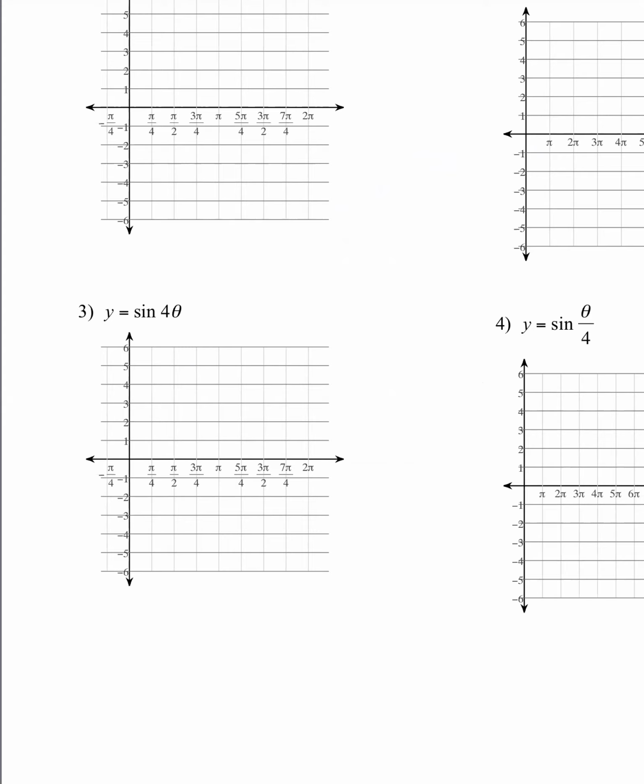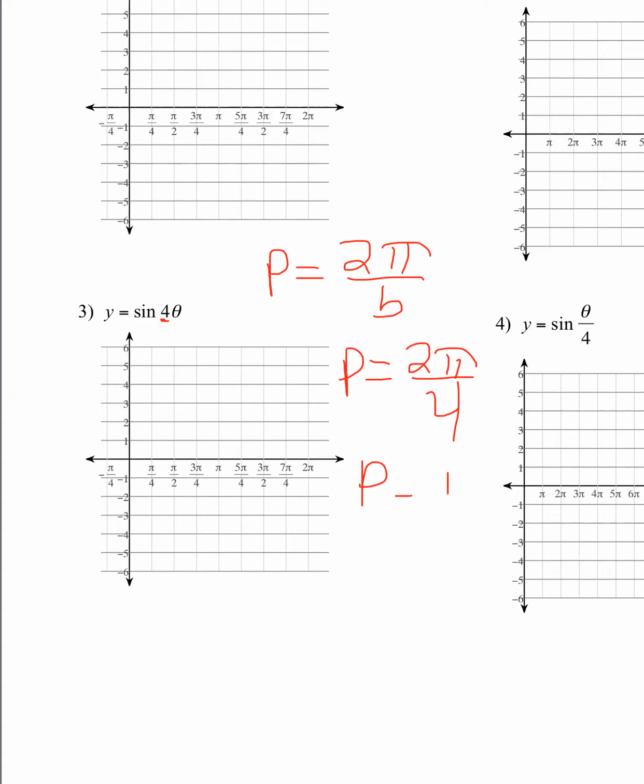So we need to find the period. So the period is equal to 2 pi over b. What's b in this case? If you just said 4, you are correct. It is whatever the coefficient is in front of that theta or x or whatever it is. So in this case, it's a 4. So the period is equal to 2 pi over 4, which if I reduce that gets me pi over 2. Okay, so that means that this sine curve completes one whole cycle in pi over 2. So that's my first important point.